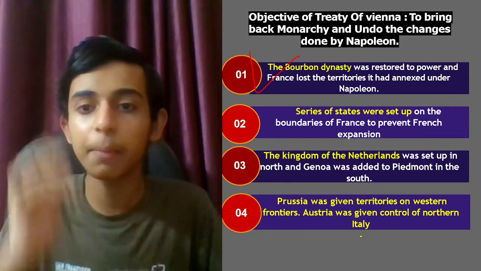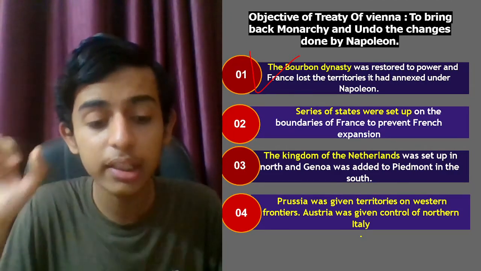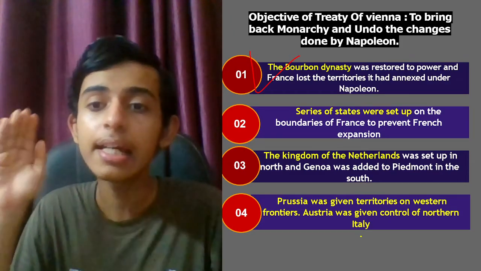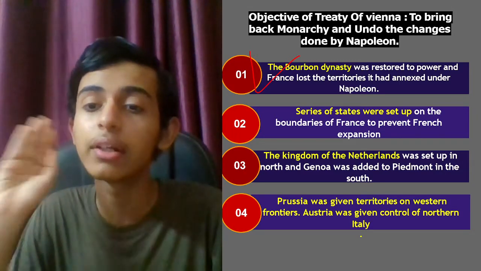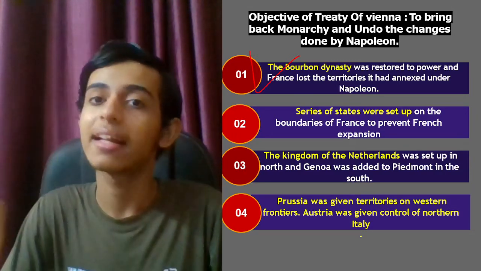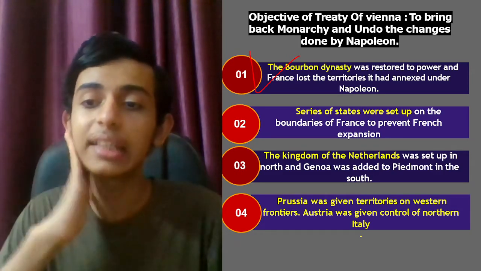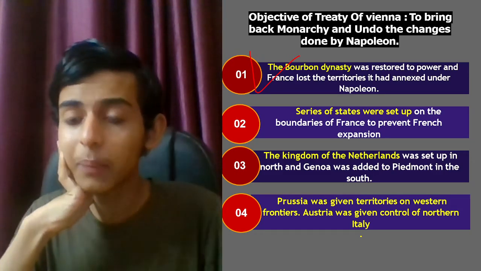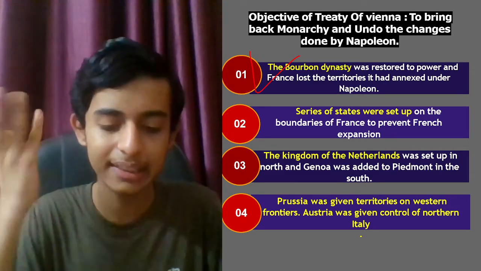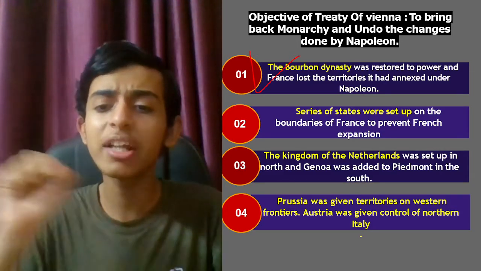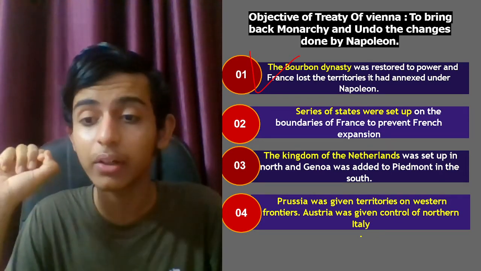Series of states were set up on the boundaries of France to prevent French expansion. Now again, what they did, they were so cunning, these people, that they set up a series of states so that France could not be expanded again by any of the rulers. The Kingdom of the Netherlands was set up in the north and Genoa was added to Piedmont in the south to prevent France from annexing its territories again. Now Prussia was given territories on the western frontiers. Austria was given control of northern Italy.